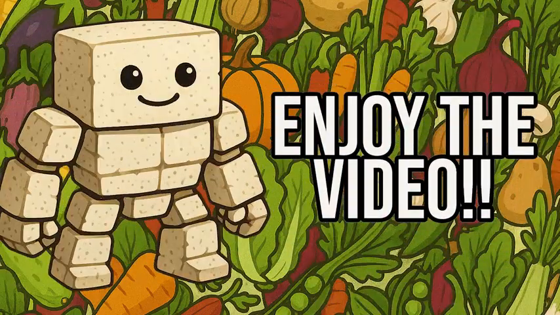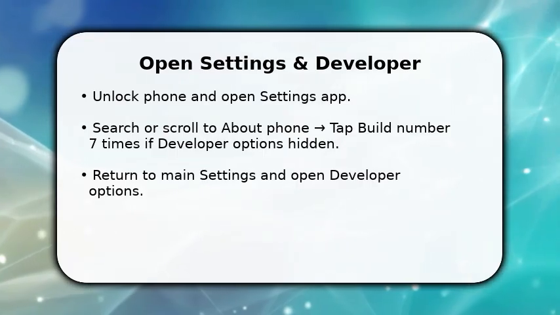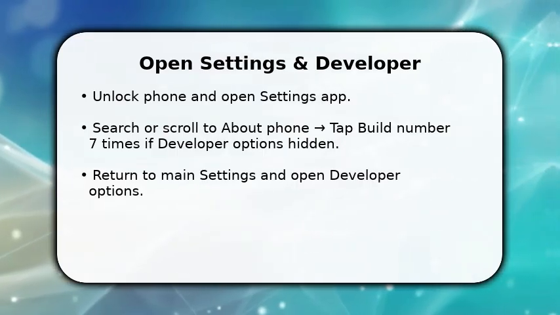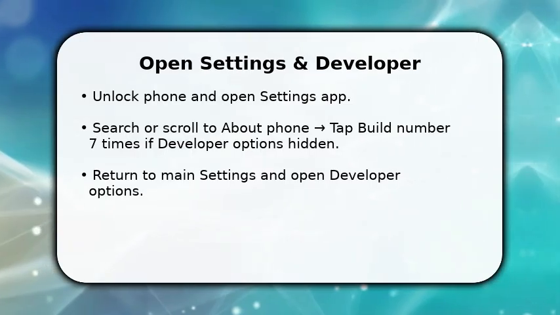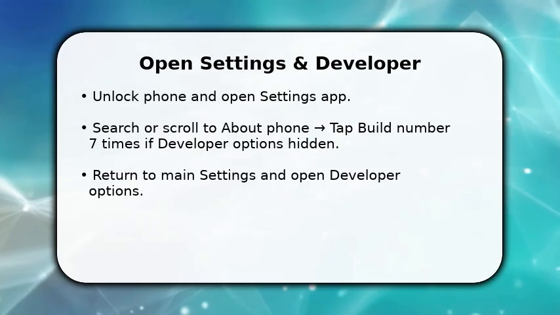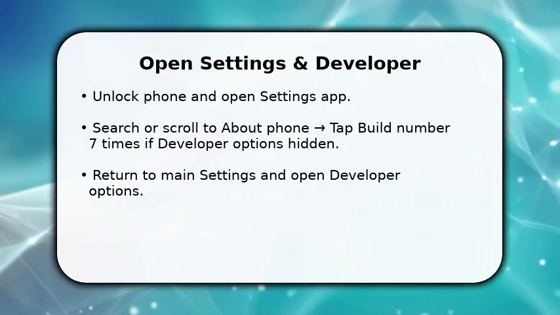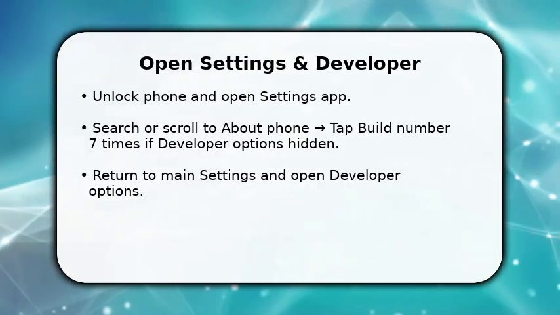Please enjoy the video. You start by getting to Developer Options quickly. Unlock the Vivo V29e and open Settings. If Developer Options aren't visible, go to About Phone and tap Build number 7 times. This unlocks Developer Mode. Once done, go back to Settings and locate Developer Options. It's where USB debugging lives.